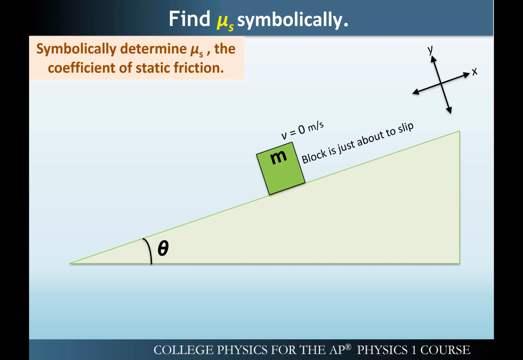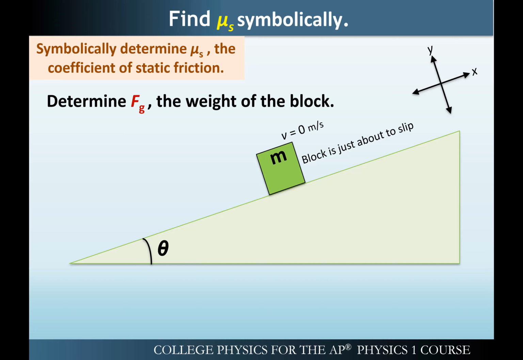But I want you to see and start thinking through, how do we do this when there's no numbers? So if they just said, hey, find the coefficient of friction symbolically with m as the mass and theta as the angle, and it's sitting still, the velocity is zero. So it's the same scenario, but just no numbers. Well, I need to start the same way.